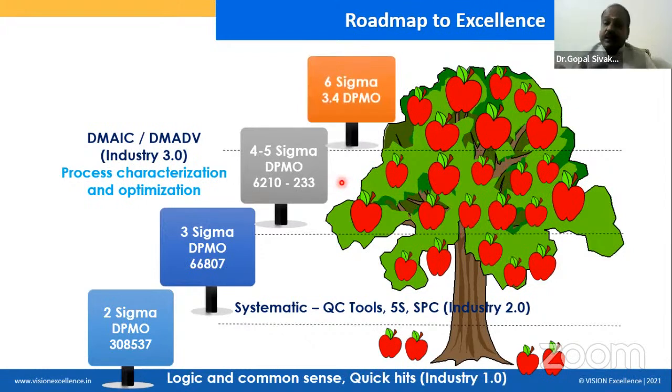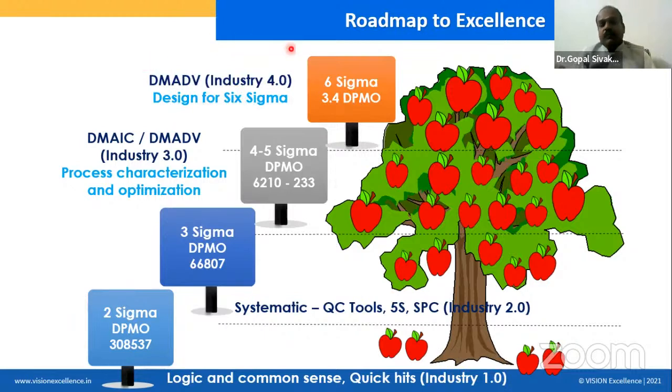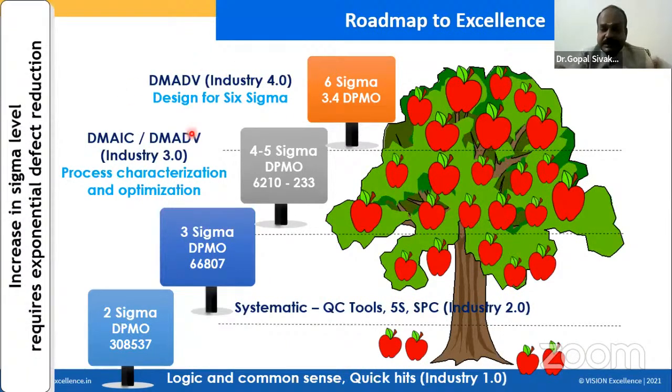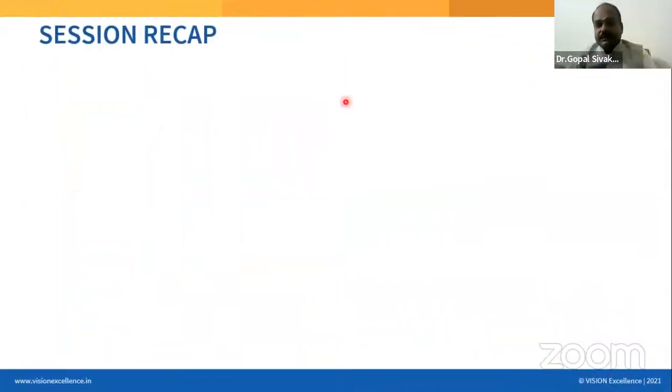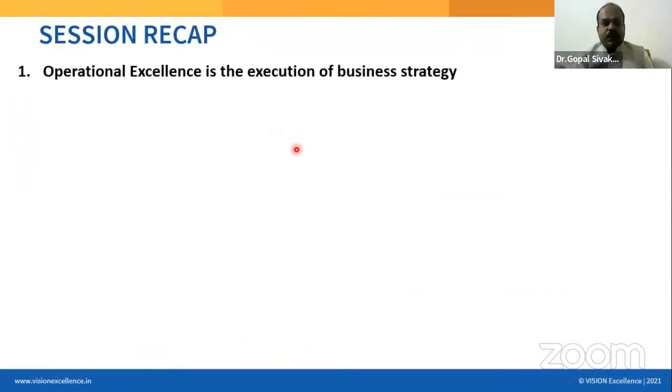And then further growth can be achieved with the help of DMADV for new product development. If you use DMADV for new product development, your approach becomes Design for Six Sigma. Please note here, increasing the Sigma level requires exponential defect reduction. You can notice here, as the Sigma level keeps on increasing, look at the defect rate. Defect rate drops from several lakhs to a few hundreds, and almost becomes nil as you achieve the Six Sigma level. So what is it that we learned in the workshop?